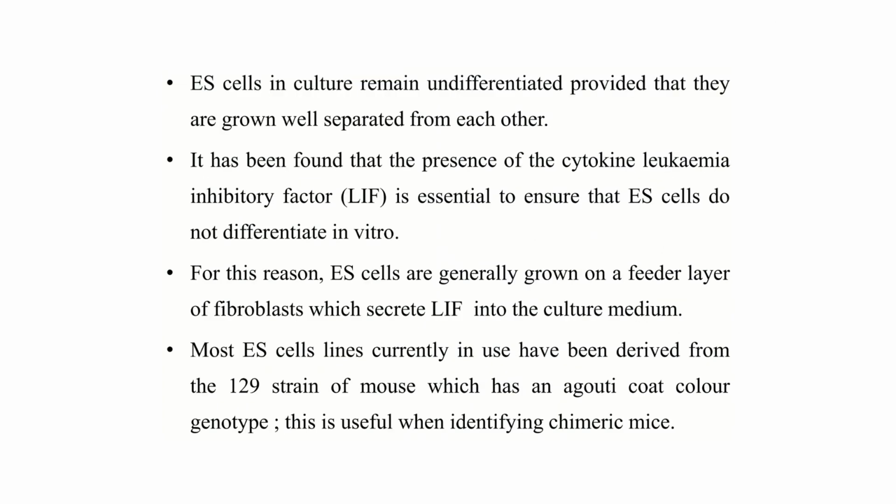These embryonic stem cells in culture remain undifferentiated as long as they are grown well separated from each other. So it's been found that the presence of the cytokine leukemia inhibitory factor is essential to ensure that these embryonic stem cells do not differentiate in the lab. So, for this reason, embryonic stem cells are generally grown on a feeder layer of fibroblast cells which secrete this LIF into the culture medium. So, most ES cell lines currently in use have been derived from 129 strain of mouse, which has an agouti coat color genotype that is useful when identifying chimeric mice.